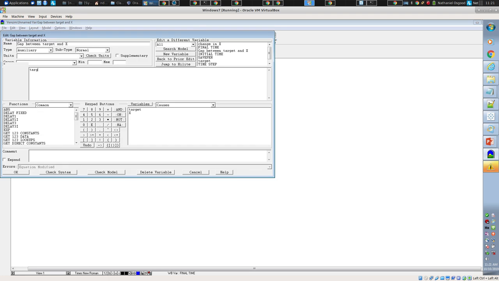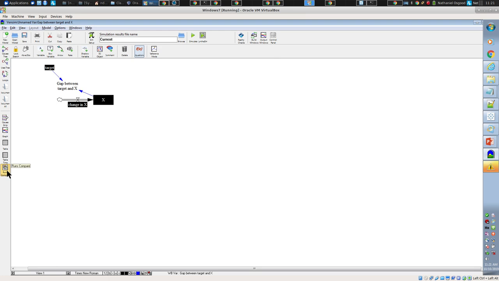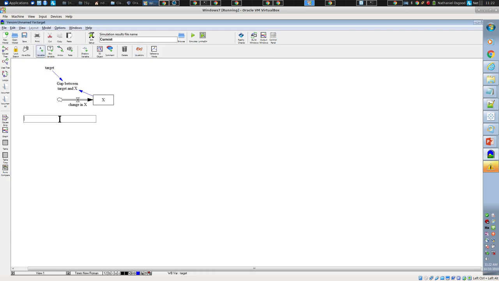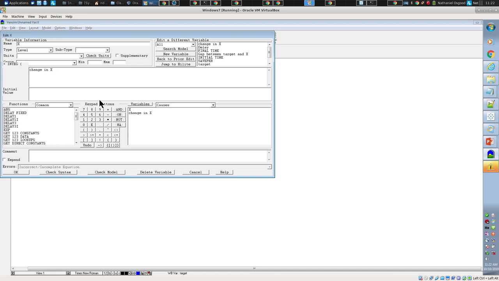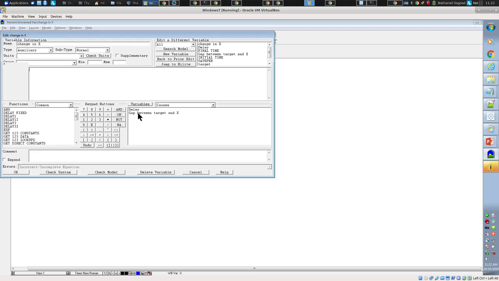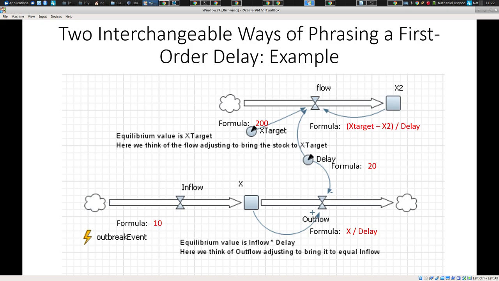Yes, target minus X. Should it be X minus target or target minus X? Target minus X, because we want positive inflow if the target is bigger than X, since X has to increase. Does that make sense? Okay, let's look at this. We're going to have a target, and I'm going to set it, what the heck, to 200. And I'm going to have a delay, and we're going to feed that into this. I'm going to have an initial value, let's say, of 0. And the change in X will just be... what's the change in X here? The change in X is just going to be what?